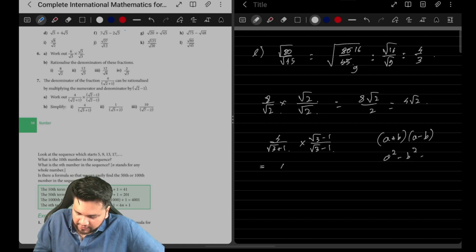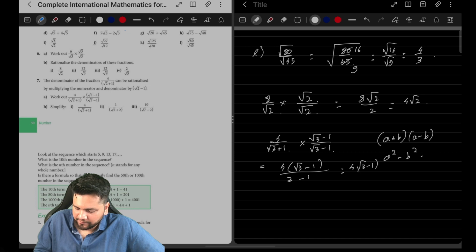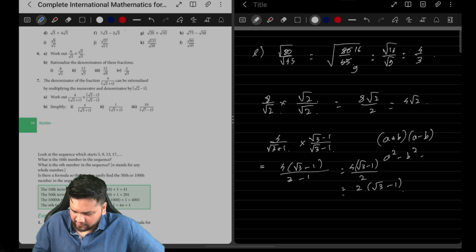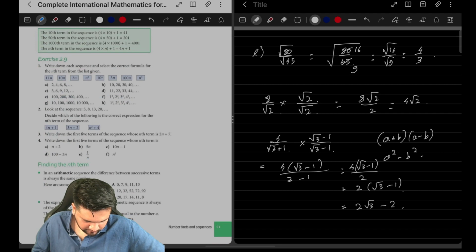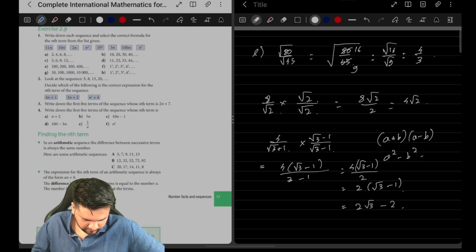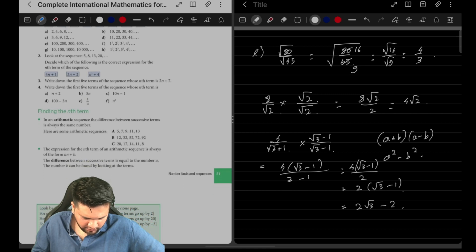So here, numerator 4 root 3 minus 1, okay, but denominator would be what? Root 3 square, which is 3 minus 1. So the overall answer would be 4 root 3 minus 1 upon 2. And if you simplify, it's going to be just 2 times root 3 minus 1. Of course, you can expand the bracket. It's going to be 2 root 3 minus 2.